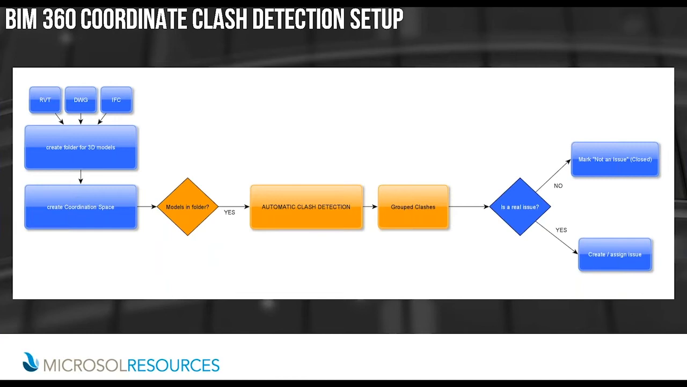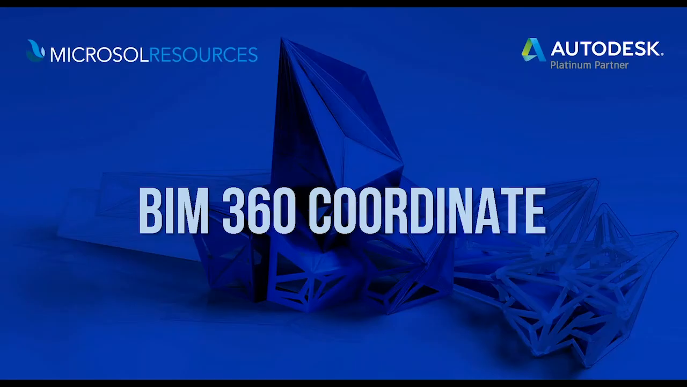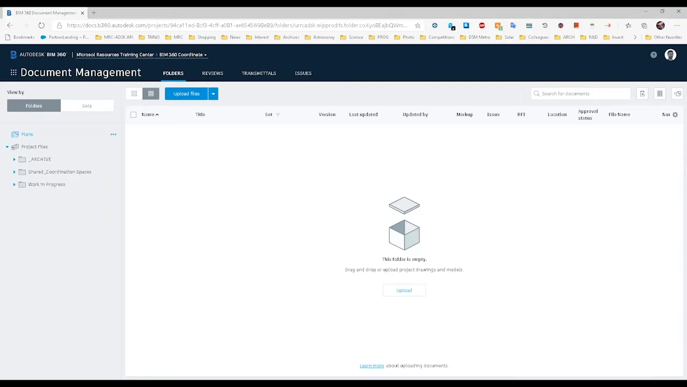From here, the BIM or VDC lead will either classify a clash as not an issue, or will create an issue and assign it to a team member. So there are many parts of previous coordination and clash detection workflows that were necessary and time-consuming that are now automatic, organized, and accurate. So now let's move over to the live demonstration portion of this webinar. Let me just Alt-Tab over to BIM 360.